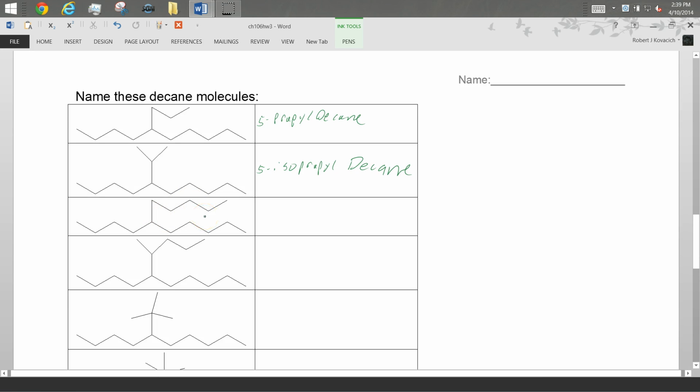No, it's not. Oh, I counted the wrong way. Okay. So then it goes 5. They're all 5. You can't name that, because the longest chain is 11.